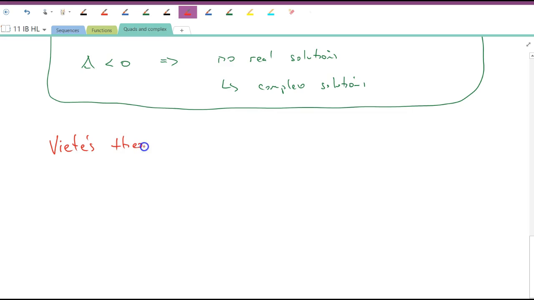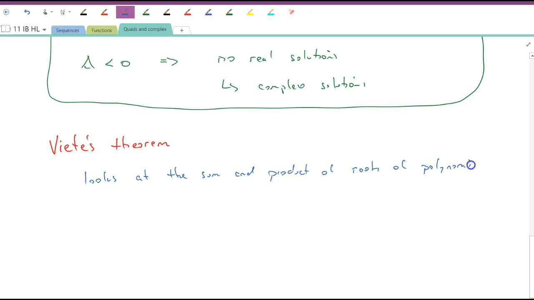Vieta's theorem, which looks at the sum and product of roots of polynomials. Now what we're going to look at firstly here is a quadratic.